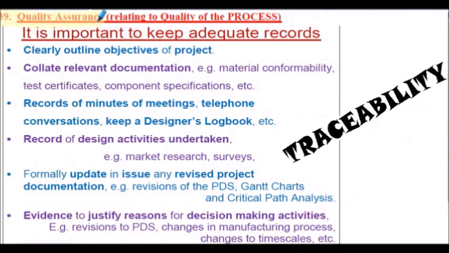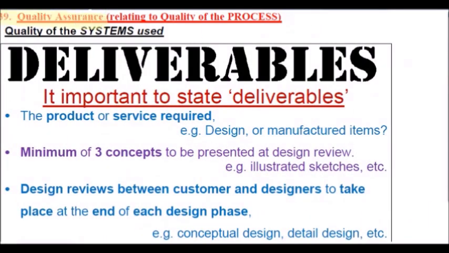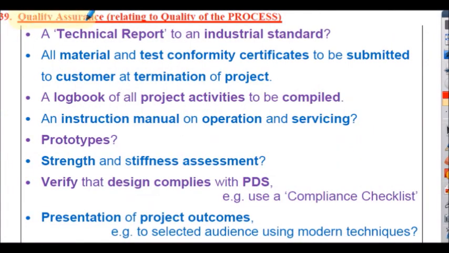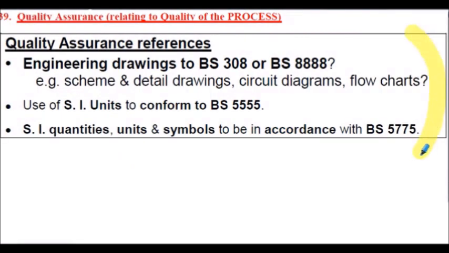Quality assurance continued here. This slide relates to the importance of the engineer keeping adequate records throughout the design process. Just some suggestions shown here on this slide. Quality assurance continued. This slide relates to the deliverables that students have to produce when undertaking college project work. Quality assurance, continuation. Some quality assurance references here. Again, there may be more up-to-date standards to research.